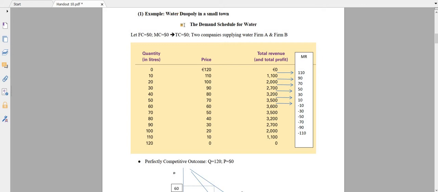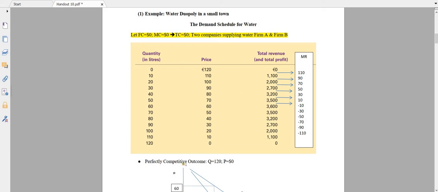Okay, so we are assuming that there are only two firms supplying water in this small town, and those two firms are firm A and firm B. We are further making the simplifying assumption that the fixed cost is zero, the marginal cost is also zero. So there's essentially no cost involved in drilling water. So marginal cost is zero, which in turn implies that the total cost is going to be zero. This is a simplifying assumption that we have made, which we're going to relax in the next example.